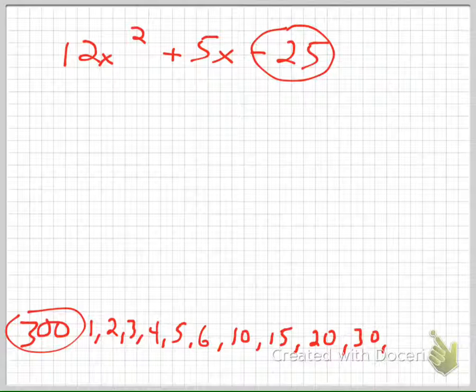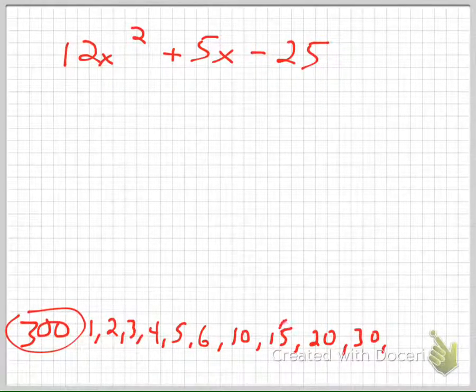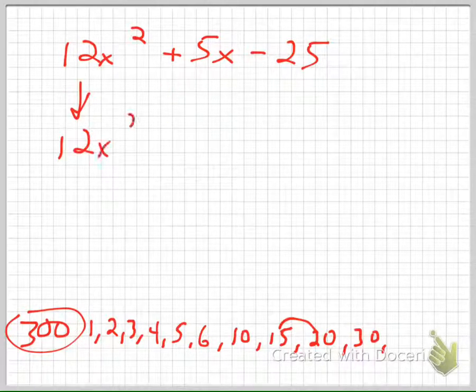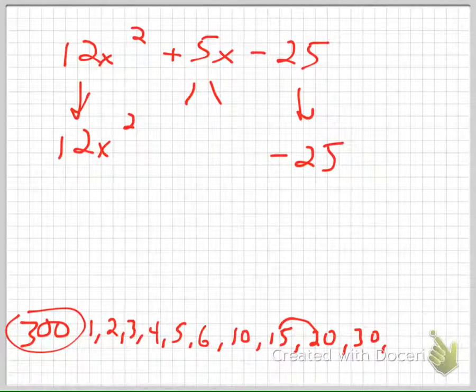So then what? Look here, 15 and 20. Guess what 15 times 20 is? 300. There it is. 15 and 20. Oh my goodness, so simple. So 15 and 20 are my numbers. So I'm going to go like this. No, not that. I'm going to bring this down. 12x squared and negative 25. And I'm going to split the 5 into 15 and 20.